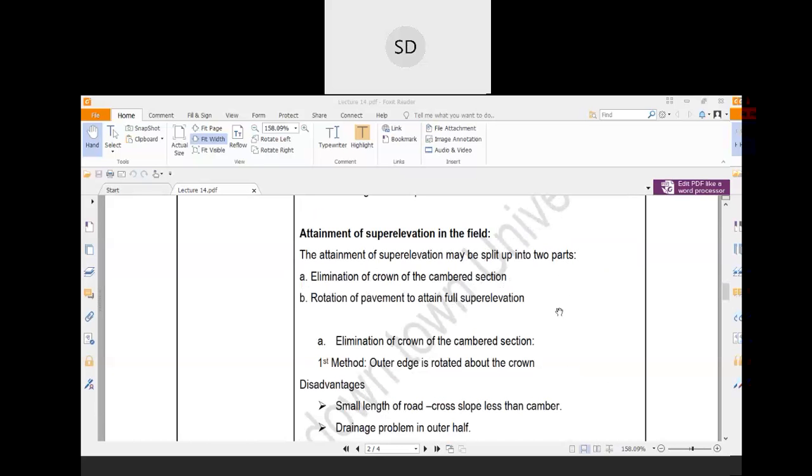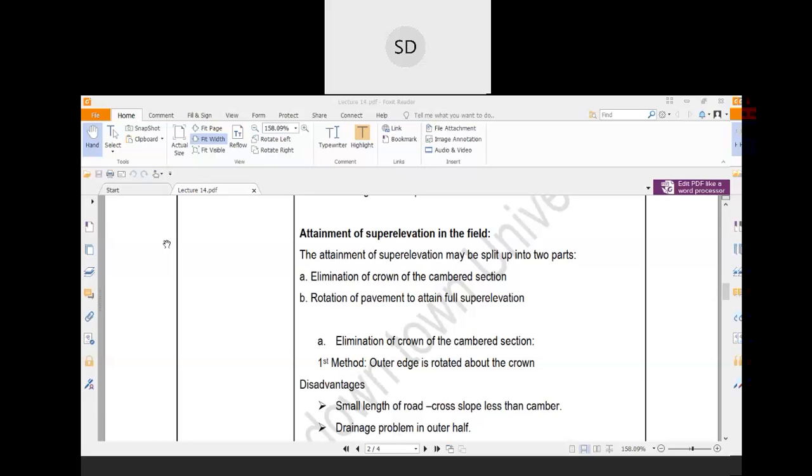After that we'll solve one problem, but let us first discuss this. Now, attainment of the super elevation means how in the field you will attain the super elevation in the horizontal curve. There are basically different methods to attain or implement the super elevation.